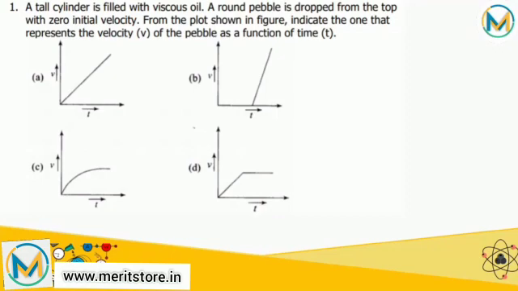When the pebble is falling through the viscous oil, the viscous force is F equals 6 pi eta r v, where r is the radius of the pebble, v is the instantaneous speed, eta is the coefficient of viscosity. As the force is variable, hence acceleration is also variable. So the v-t graph will not be a straight line, and thus the correct answer is option C.